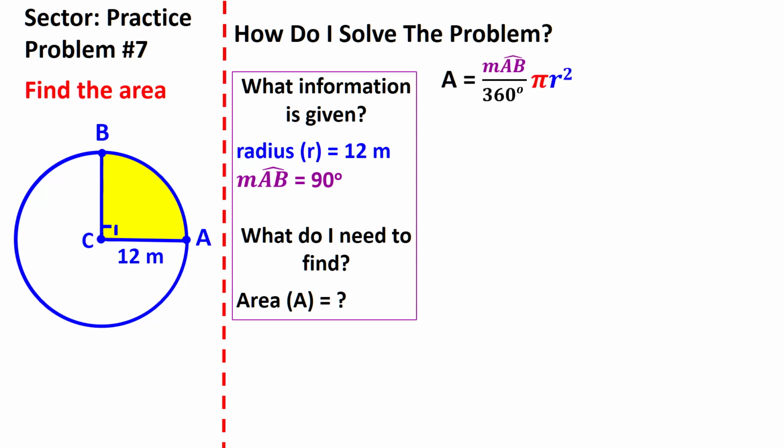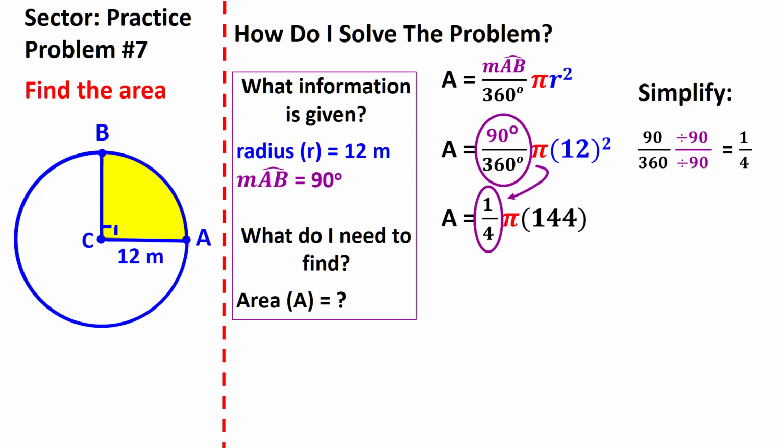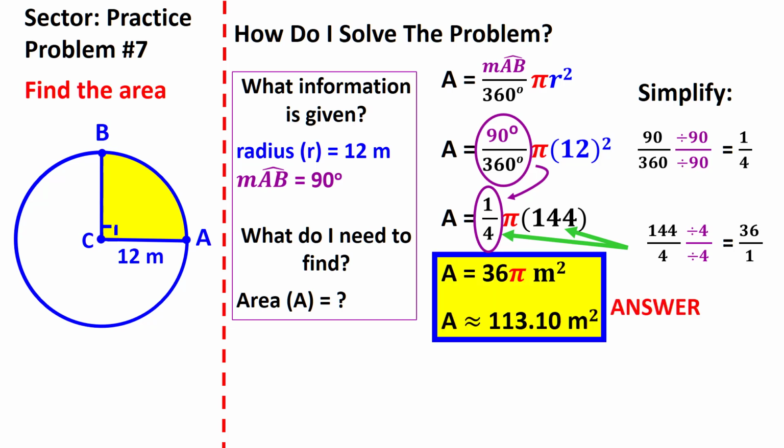I start with the formula. I substitute 90 degrees and 12. I simplify 90 degrees over 360 by dividing top 90 and bottom 90. I get 1 over 4. Next, I take 144 divided by 4, which equals 36 over 1. So the final answer is 36 pi meters squared, or a decimal answer 113.10 meters squared.